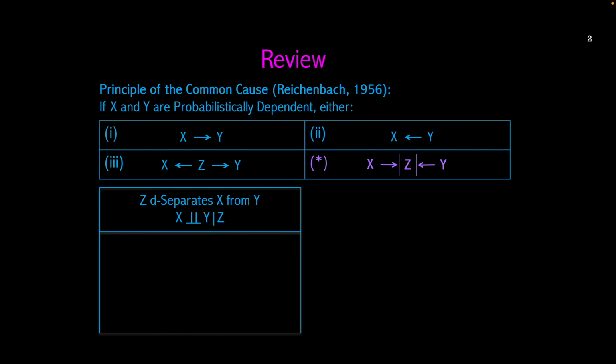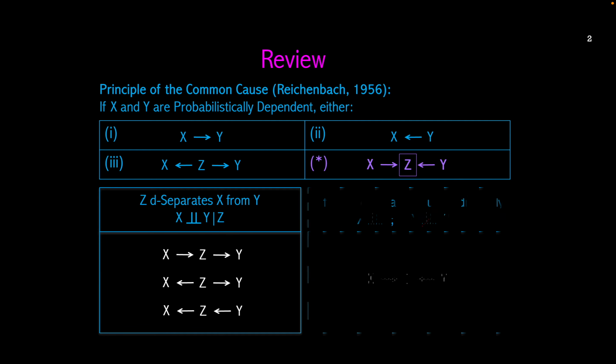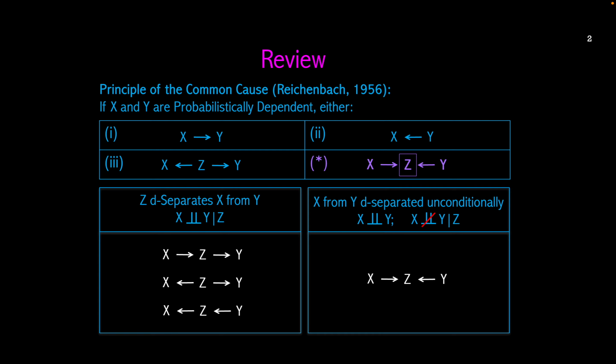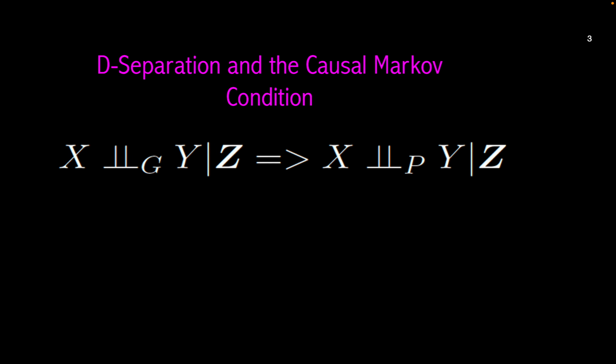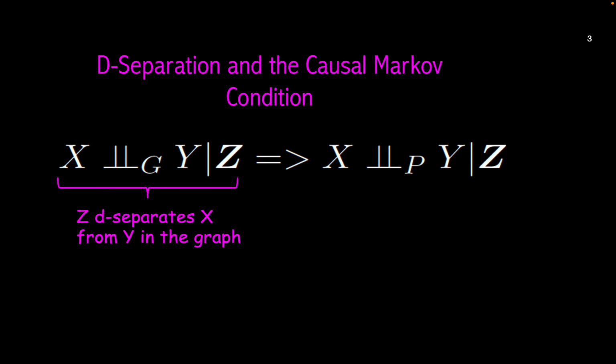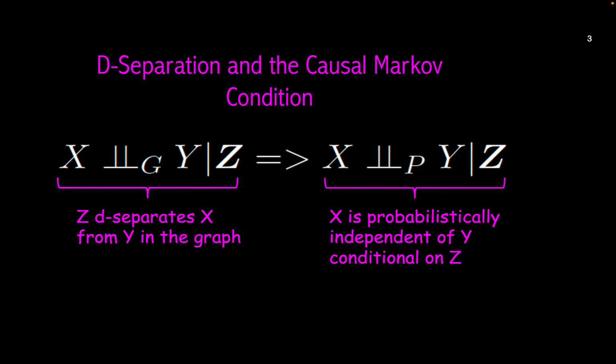Z d-separates, or blocks, x from y, if z is a common cause, or on a chain, and one does condition on it, or a common effect and one does not. X and y are d-separated by z full stop if they are d-separated by z along all paths. Given these concepts, one formulation of the causal Markov condition states that if x and y are d-separated by z in the causal graph, then they're probabilistically independent conditional on z.